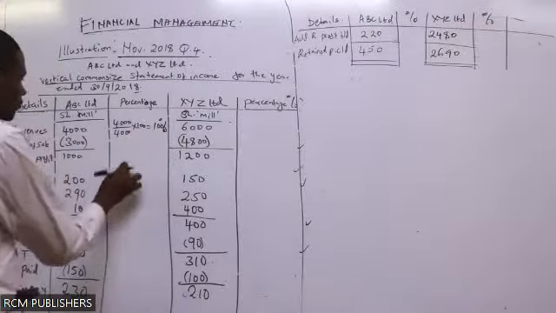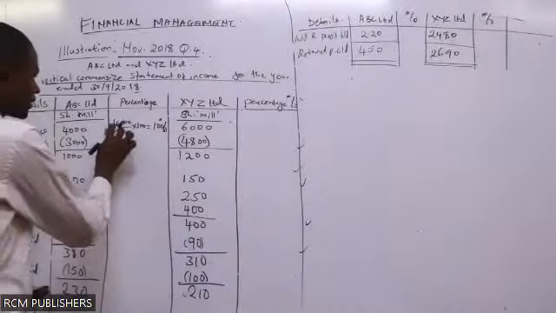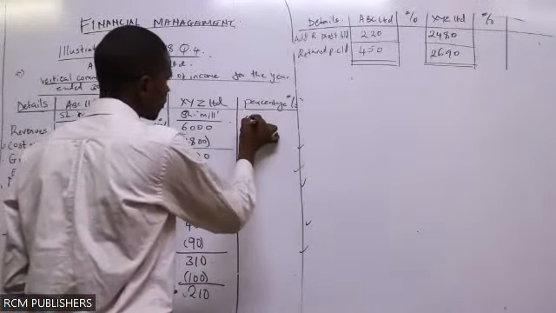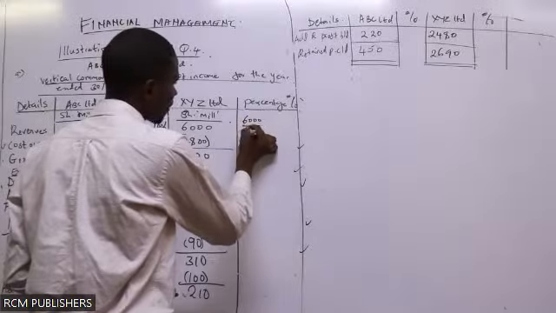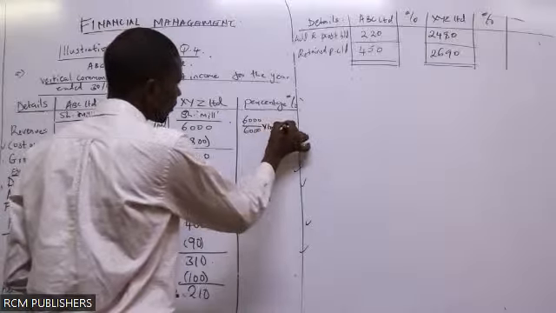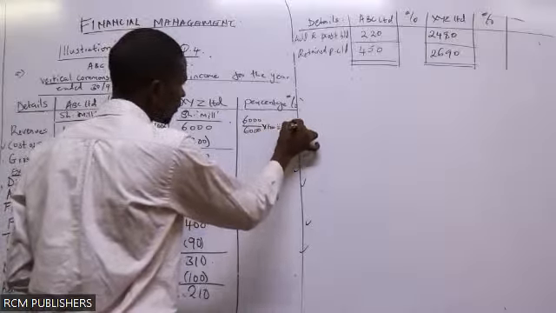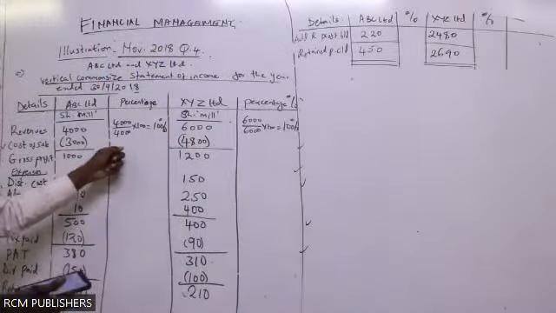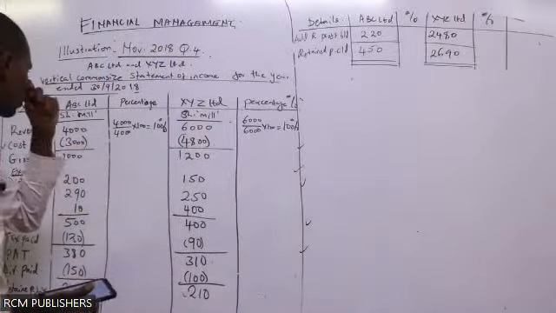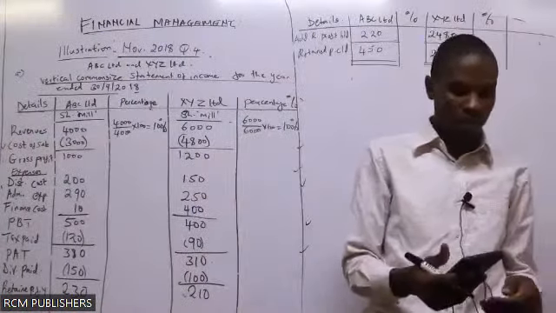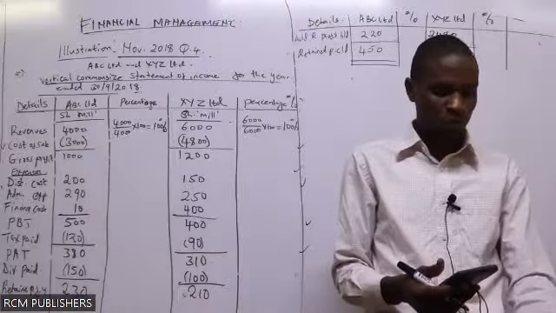So can you do the same for each item? The base should always be this. For this one, itakuwa 6,000 divided by 6,000. So the revenue is always 100%. So let's move on to cost of sale. Cost of sale percentage ngapi? Tuziseme haraka haraka, we finish up so that we move to something else.